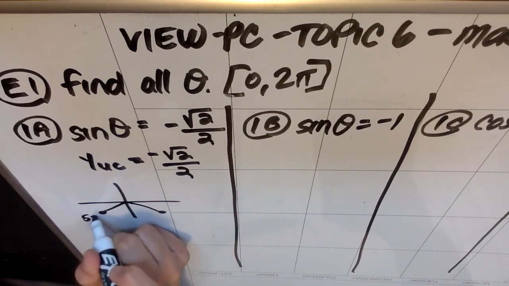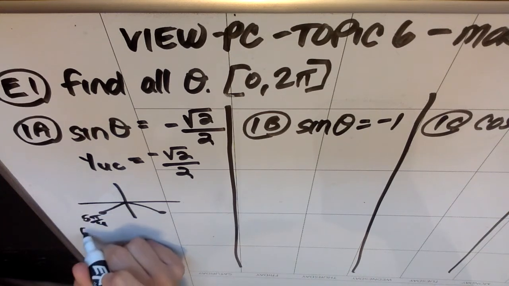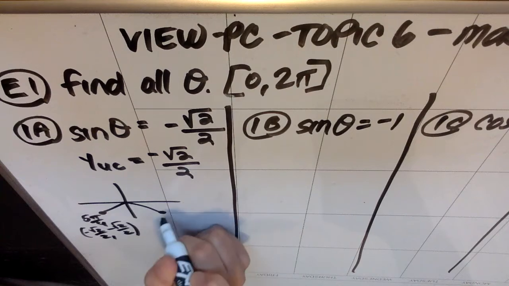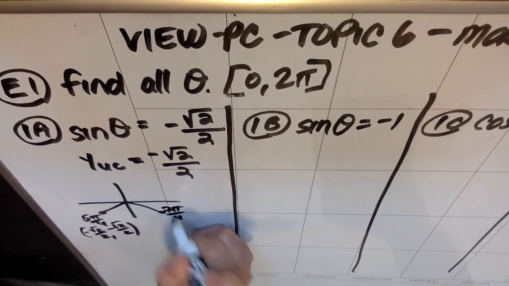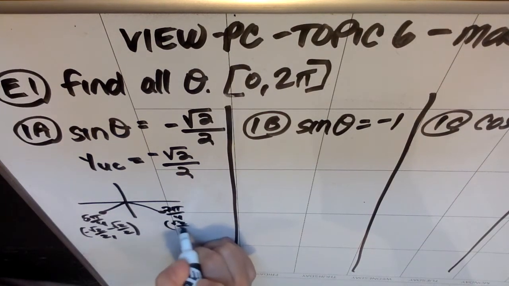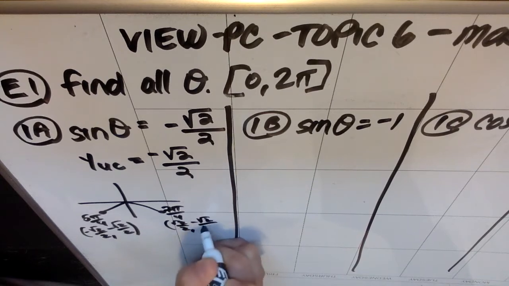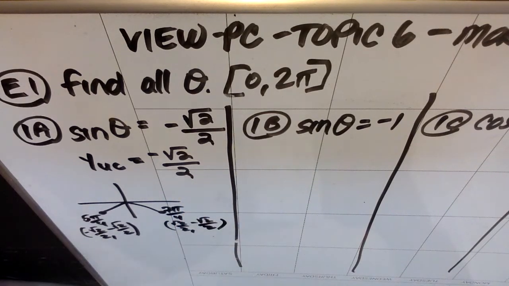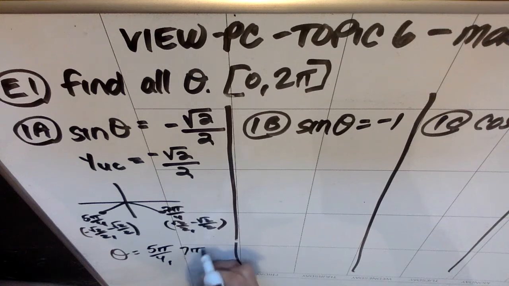Well, this is 5 pi over 4. It's the point negative root 2 over 2, comma, negative root 2 over 2. And this is 7 pi over 4. It's the point regular root 2 over 2, comma, negative root 2 over 2. Those are my 2 points that meet this quality, that have a y value of negative root 2 over 2. So my answer is theta is 5 pi over 4 and 7 pi over 4.